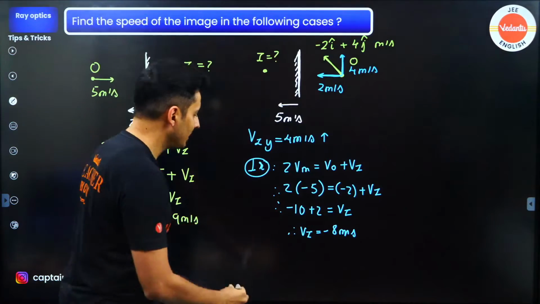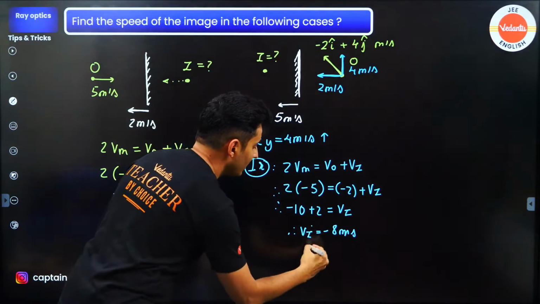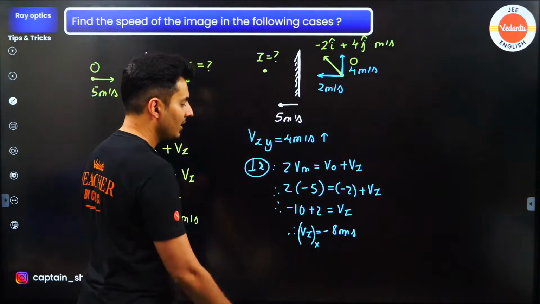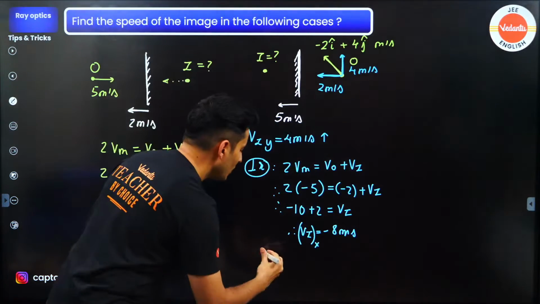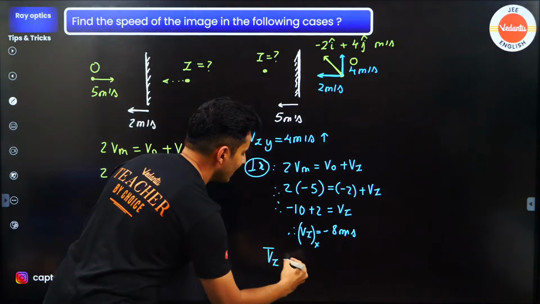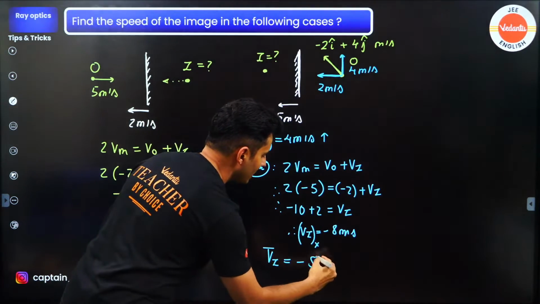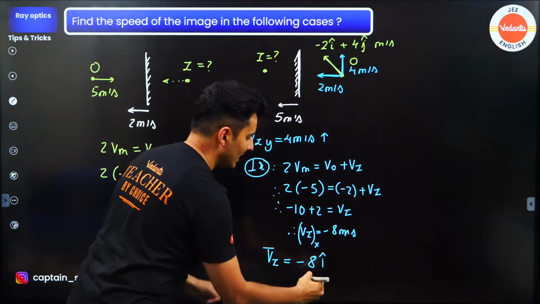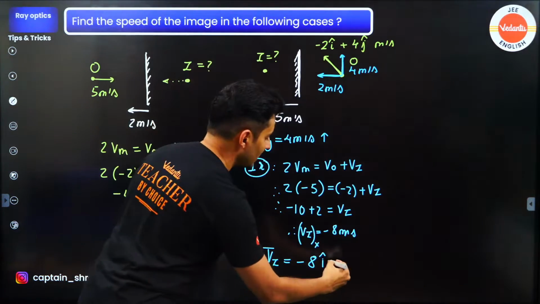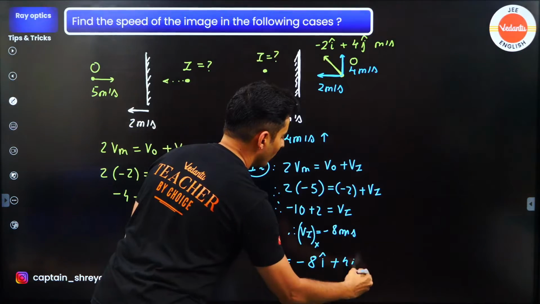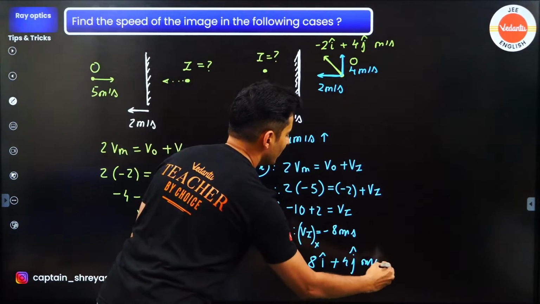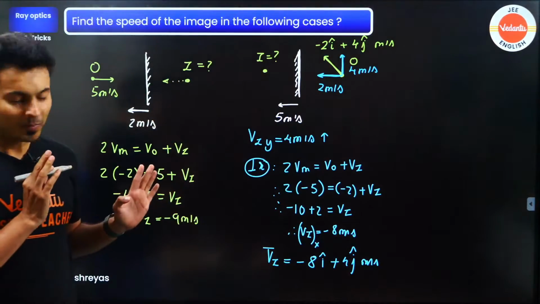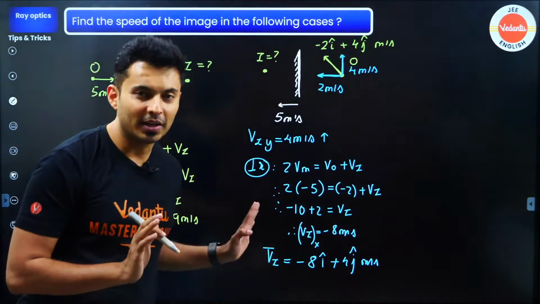Understood? So this is only in the x direction, by the way. So the total velocity of the image in vector form will be minus 8 i cap, because that's in x, and in the y direction it is upwards, so plus 4 j cap meters per second. That is the answer. Very good, you guys have got it now.